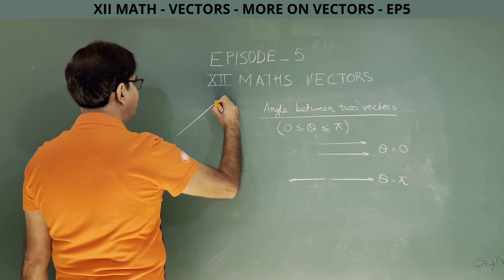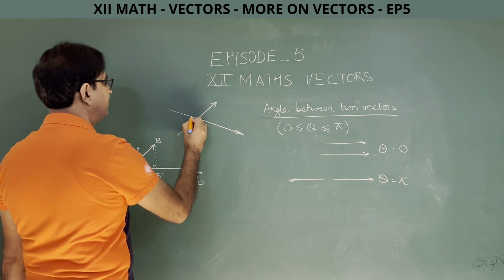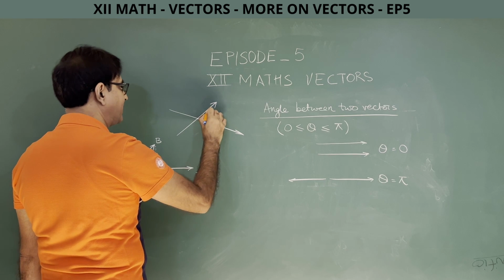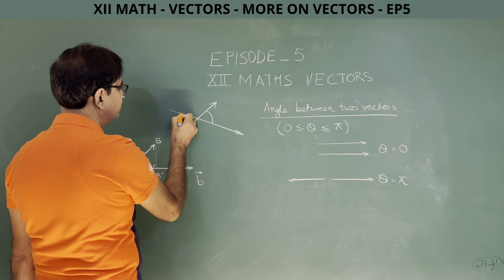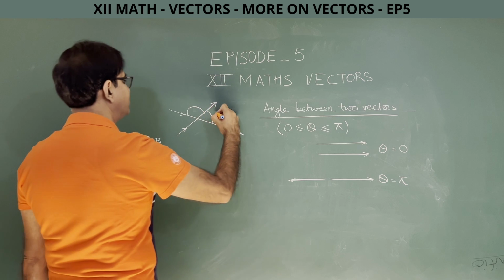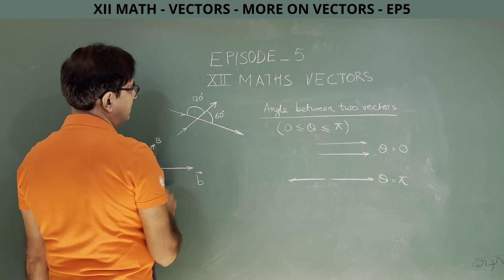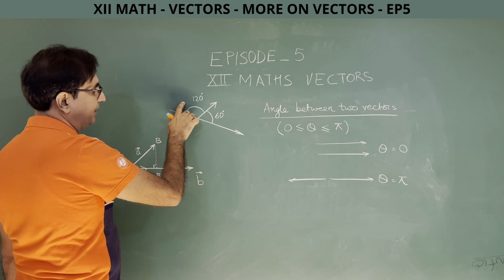Suppose this is a vector and this is another vector. Alright, this is a point of intersection. This could be the angle between the vectors, and this could be the angle between the vectors. Suppose this is 60 degrees, so this will be 120 degrees. So, which is correct? Is this correct or are both of them correct?